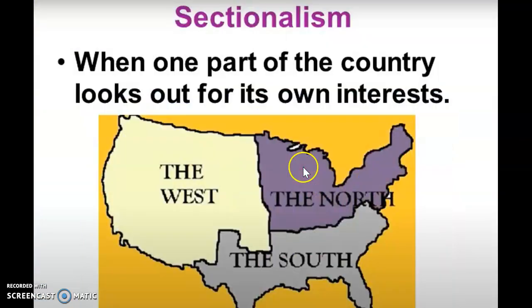Let's break it down. Number one, sectionalism. When one part of the country looks out for its own interests or thinks that it's more important than any other part of the country. So let's say you live in the North and maybe you think that your part of the country is most important and the government should be helping your part of the country succeed. So they should be making laws and taxes that help your part of the country, even if it hurts a different part of the country. That's called sectionalism.